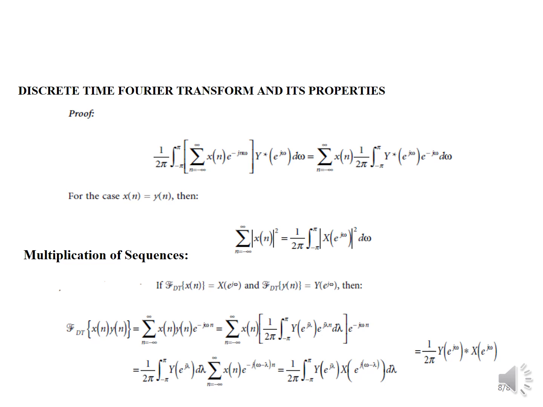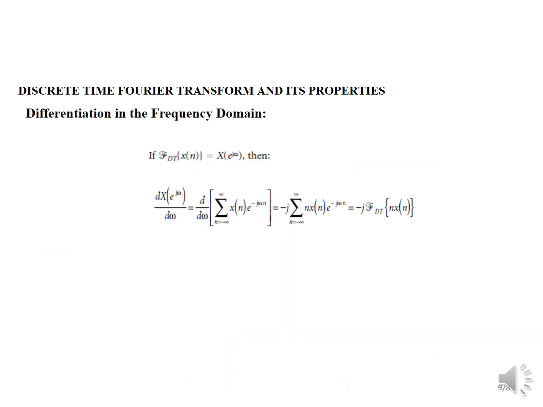Next one is multiplication of sequences, that is, the discrete Fourier transform of x of n is X of e power j omega and the discrete Fourier transform of y of n is Y of e power j omega. Therefore, the discrete Fourier transform of x of n into y of n equal to summation of x of n into y of n into e power minus j omega n. Here we are applying the formula, partial realization is applied for the y of n formula, rearranging this equation, and finally we get this final value, hence proved.